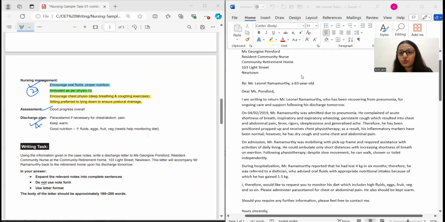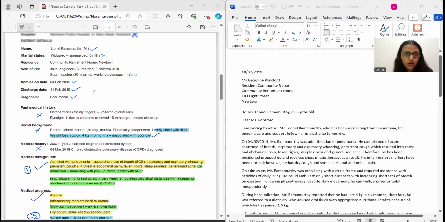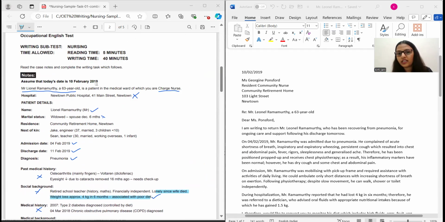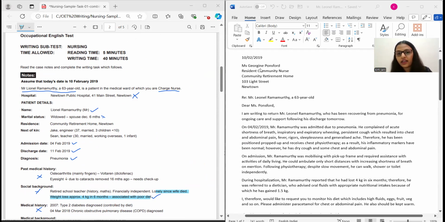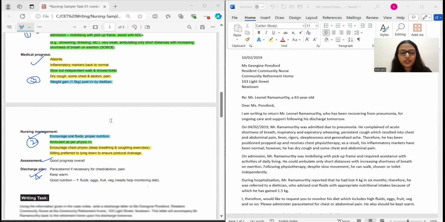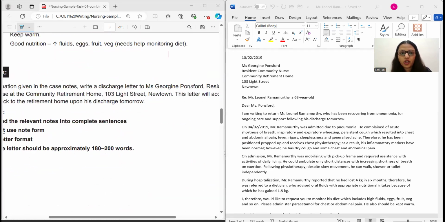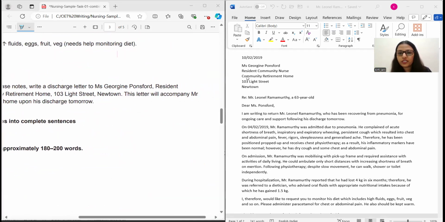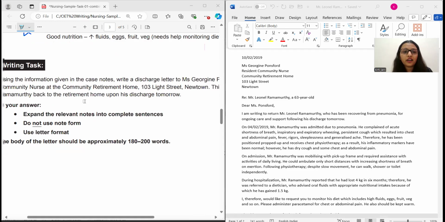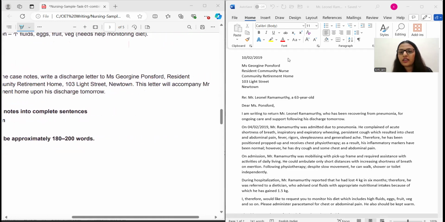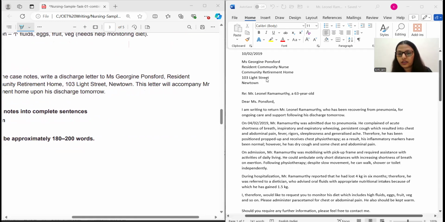Here you can see I have written today's date because according to the task, assume that today's date is 10th February 2019. So according to the given information, I have assumed that today is 10th February 2019 and my patient will get discharged tomorrow on 11th Feb. I have left the line and here Miss Georgine Ponsford, as you can see that this information is given at the bottom. Okay, so Miss Georgine Ponsford, resident community nurse, community retirement home, 103 Light Street, Newtown. So this is the entire address and information given here that you just need to write it here.